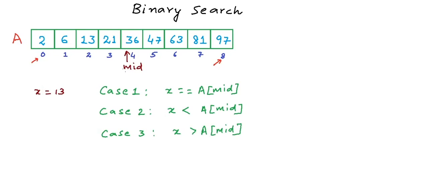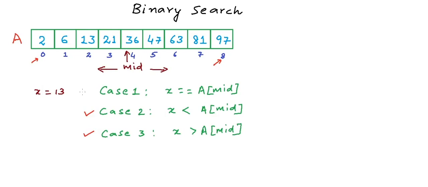Clearly, if x is equal to the middle element, our search is over because we have found x in the array. If x is less than the middle element, then because the array is sorted, it lies before the middle element, and we can discard the middle element and all the elements after it. Similarly, if x is greater than the middle element, it lies after the middle element, so we can discard all the elements before the middle element, and of course the middle element as well. So in case 2 and 3, we discard half the elements from our search space and reduce our search space.